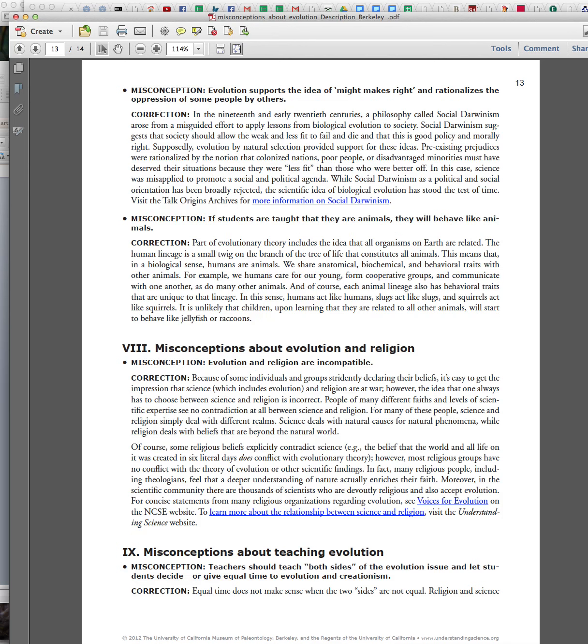And then finally the last one, evolution and religion. I think that many of you will find this interesting as well. So go ahead and read that last misconception. And that's all you'll be responsible for from chapter 1 and from misconceptions about evolution. I will potentially do a shorter reading guide on chapter 2 and the Darwin-Wallace paper next.